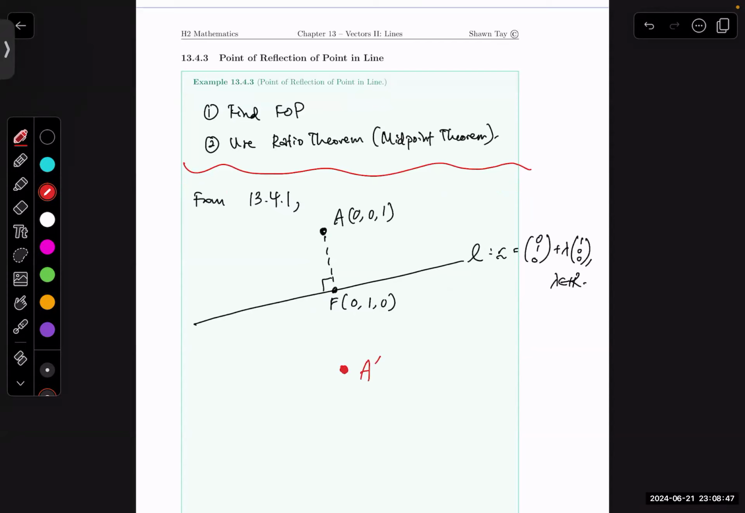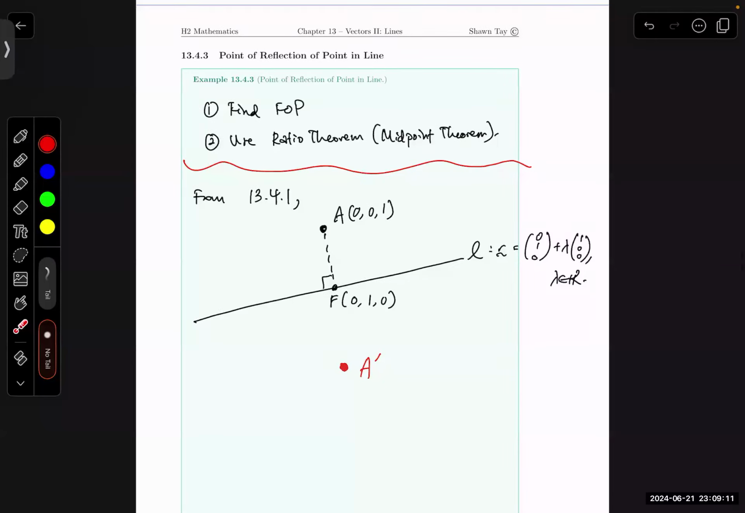How we do this is just using the ratio theorem. You don't need any other point on the line. For example, in this line equation, I have this position vector. That's exactly my foot of perpendicular, unfortunately. So do I need to go and find another point? I can if I want to, but I don't need to. Which point can I use then? I just use the origin, wherever it is. I don't care where the origin is.